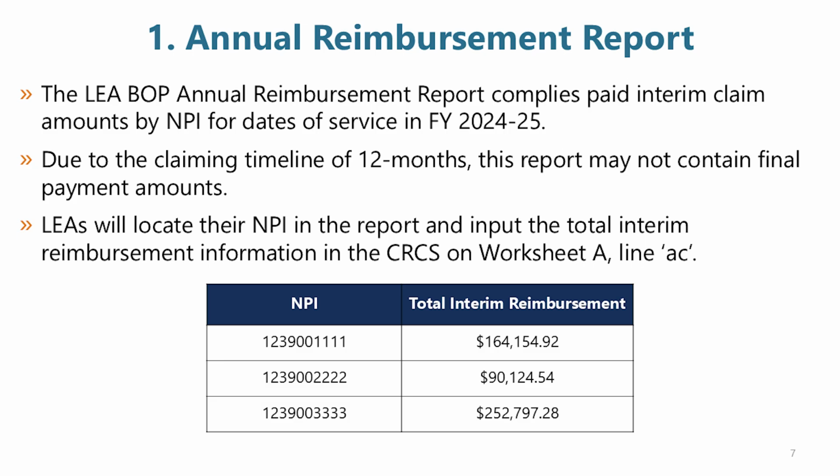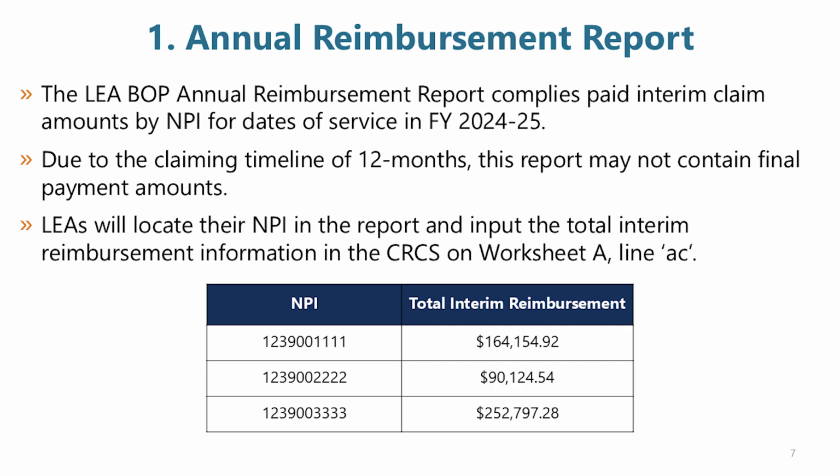The first report is the LEA BOP Annual Reimbursement Report. This report serves as a key reference for LEAs when completing CRCS Worksheet A, specifically line AC, which represents the interim Medi-Cal reimbursement through the fiscal intermediary.